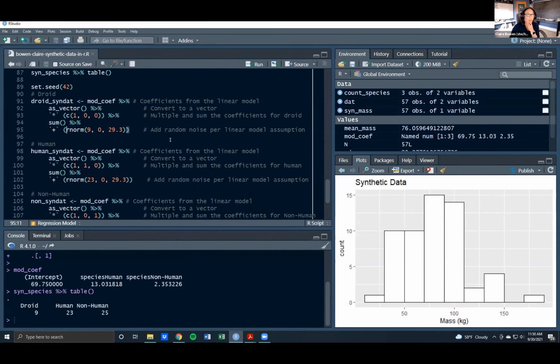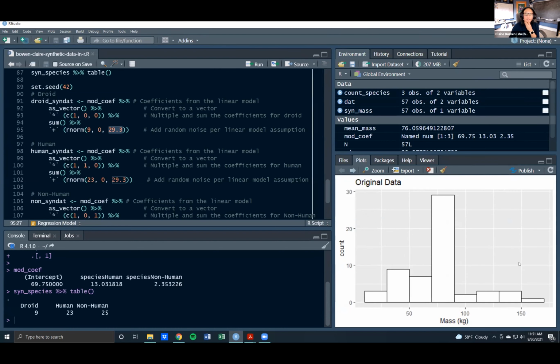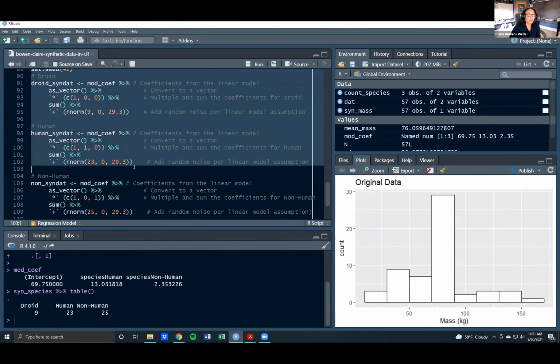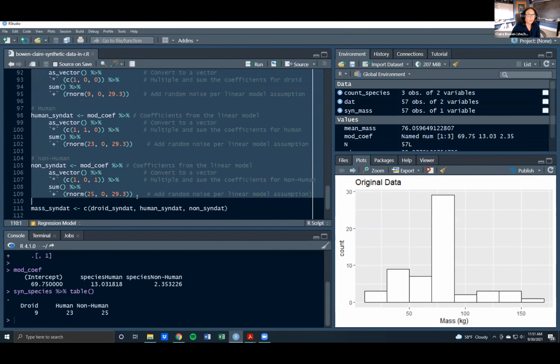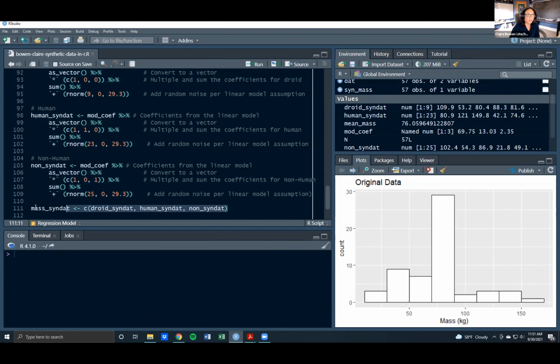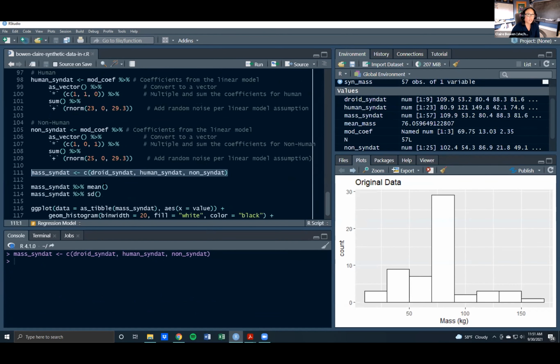And then we're going to add some random noise per the linear model assumption, because we're doing ordinary least squares, right? There's an assumption that there's a little bit of noise. So in this case, I'm going to add noise centered at 0 with a variability of 29.3 from our earlier standard deviation, from this data, right? Because we're generating the new synthetic data. So I'm going to set the seed again for replicability and do this not just for droid, but also human and non-human. Okay. Clear all that. And now we have the new synthetic mass.